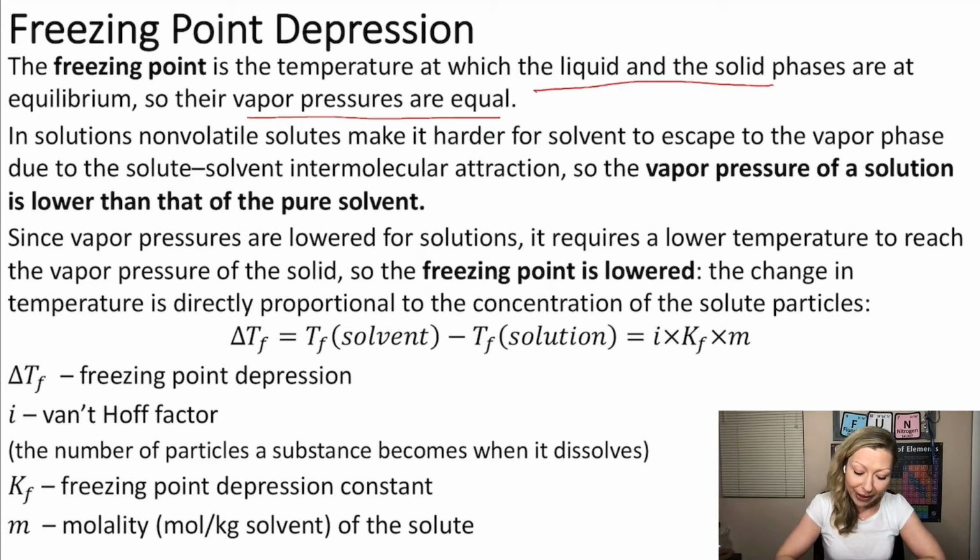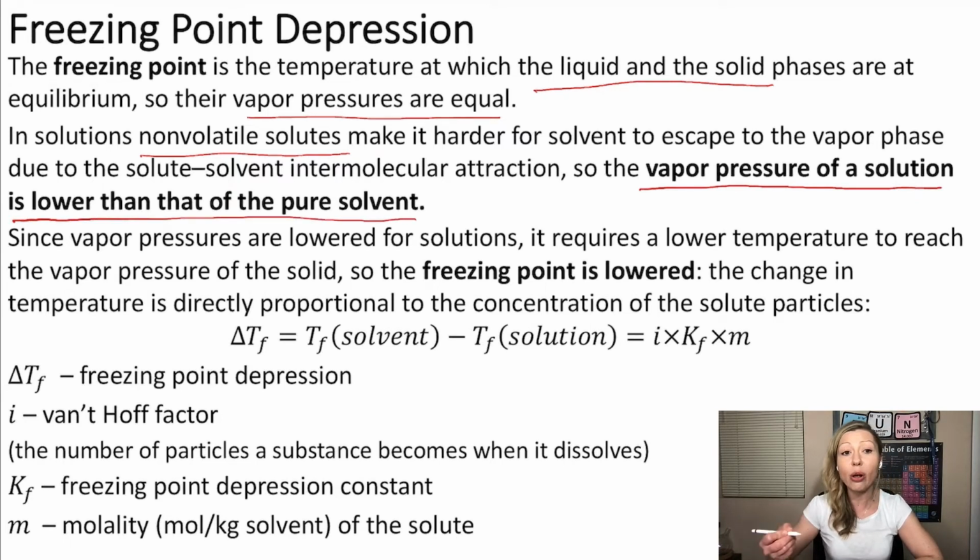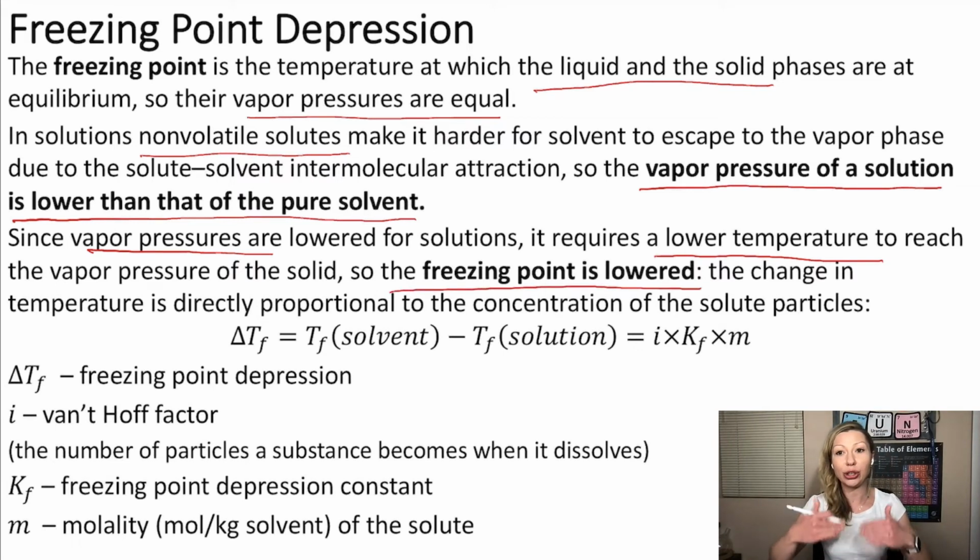In a solution, when we have non-volatile solutes, it's going to be harder for the liquid molecules to escape into the gas phase, so the vapor pressure of a solution is going to be lower than that of a pure solvent. And because the vapor pressure of a solution is lower, it is going to require a lower temperature to reach the vapor pressure of a solid, so the freezing point is going to be lower too.